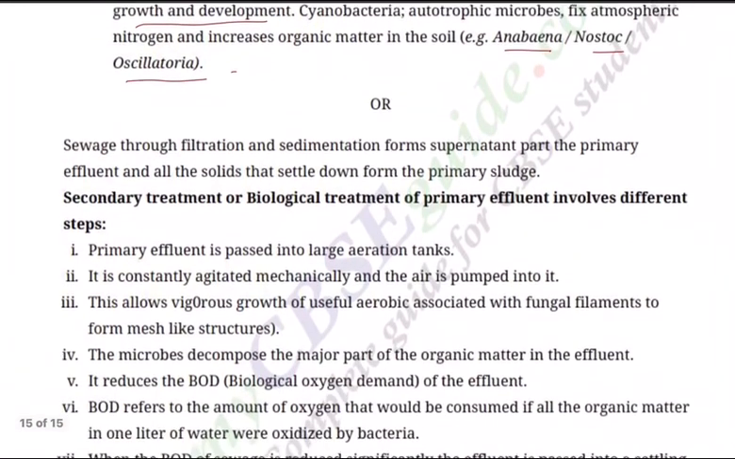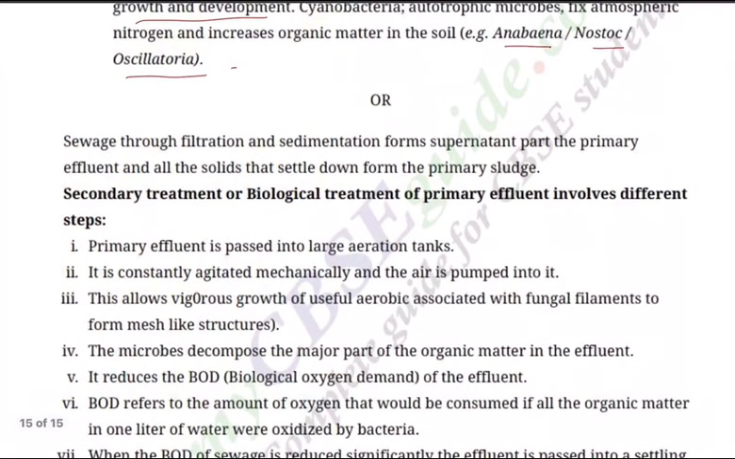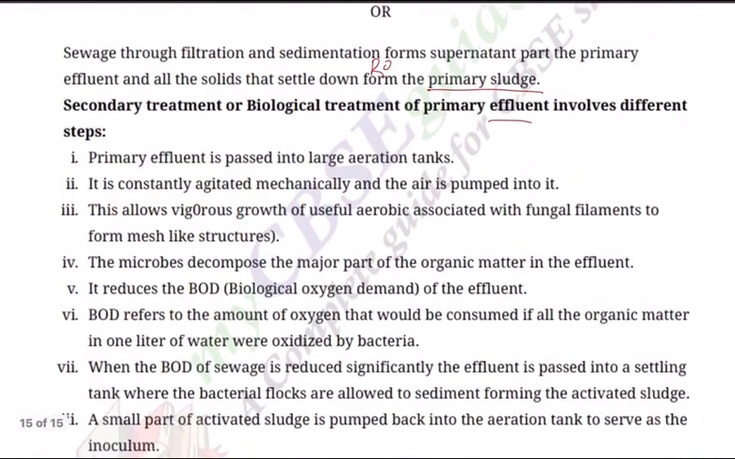Last, choice question. How is primary effluent treated in a sewage treatment plant before it can safely be released into rivers or streams? Again, this is also not only for exam sake, even in our day-to-day life, it is very, very important. Sewage, through filtration and sedimentation, forms the supernatant part as primary effluent, and all the solids that settle down form the primary sludge.